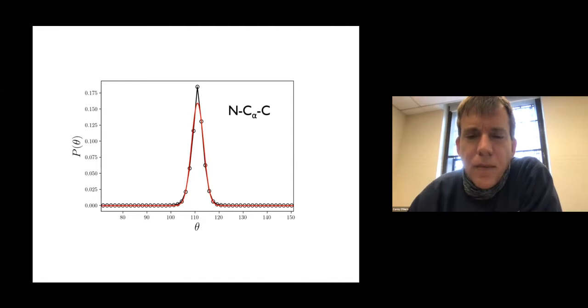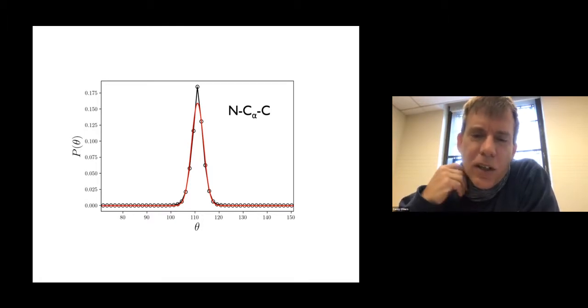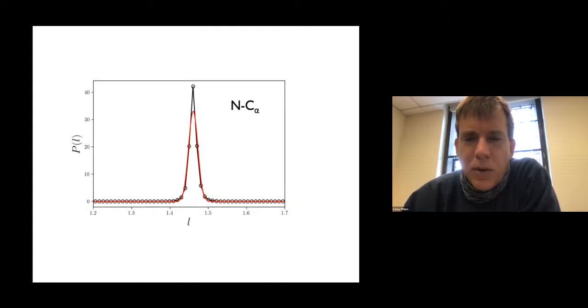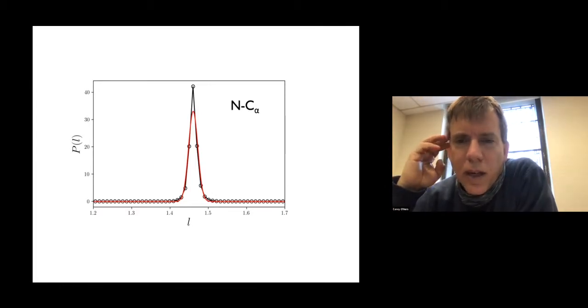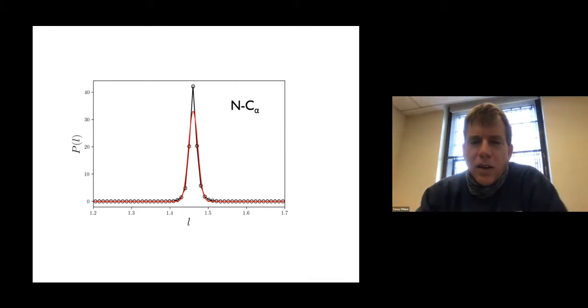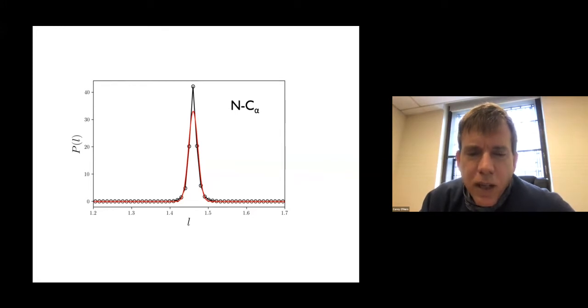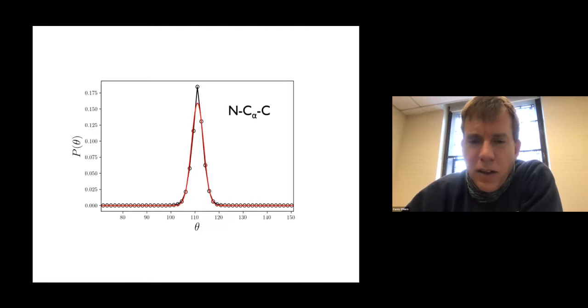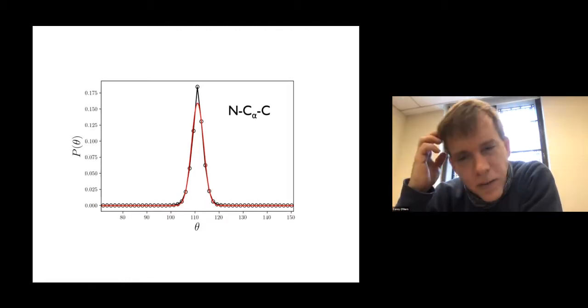And here are examples of that, taken from thousands of experimentally determined X-ray crystal structures. You see it's not exactly Gaussian, but the deviations aren't that strong. And here's an example of a bond length between a nitrogen and a C alpha. Again, you see that the standard deviation for the lengths is around a tenth of an angstrom. This is an angstrom scale. And then here it's plus or minus 5 degrees.